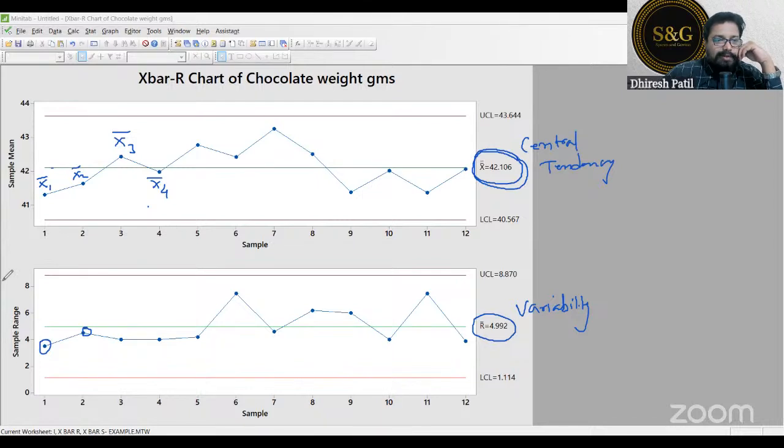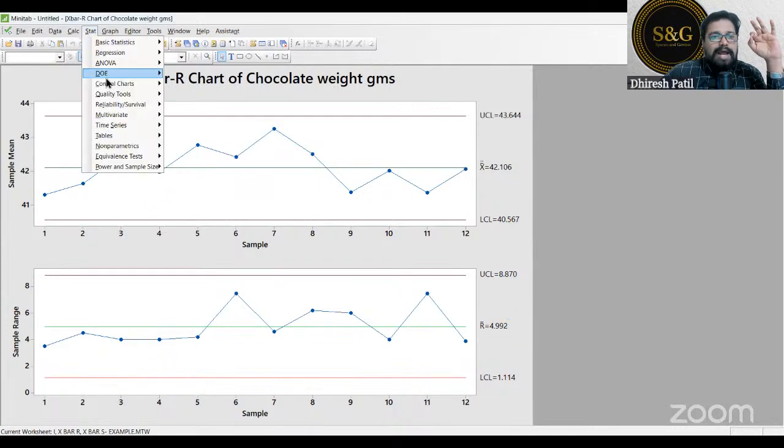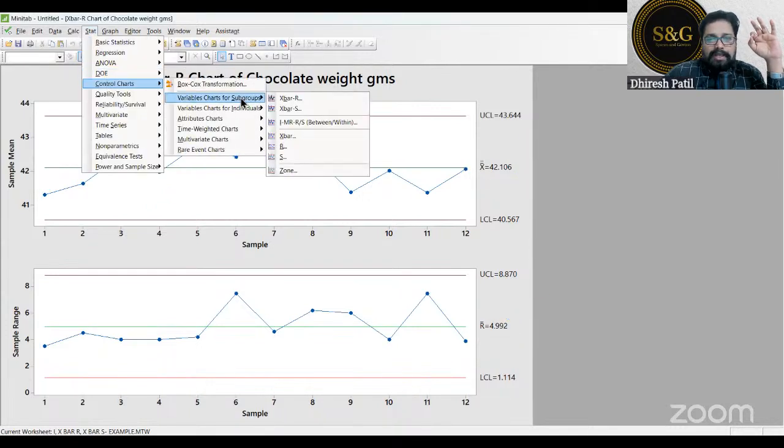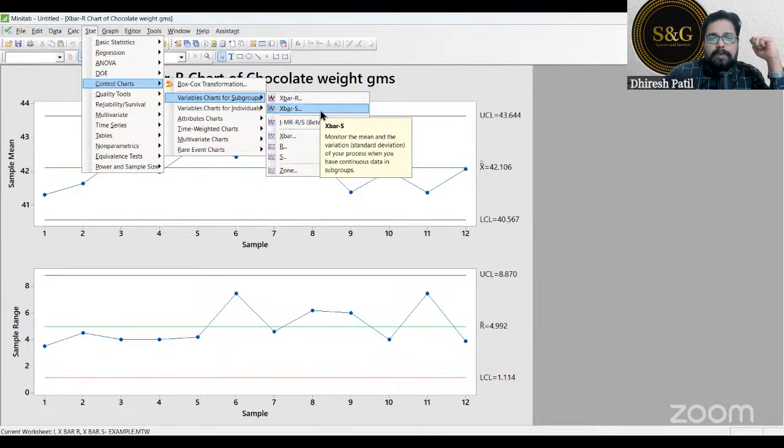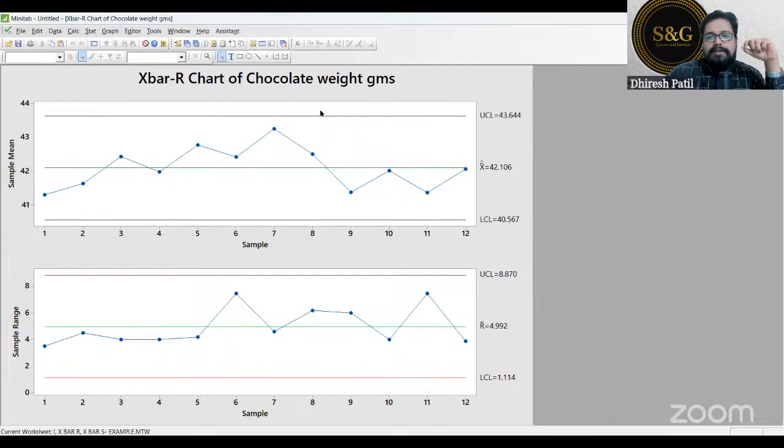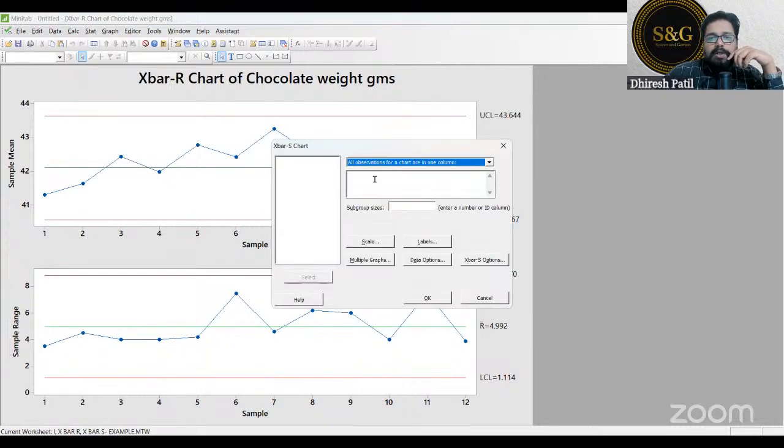Very good. Now let's go for the X bar S chart. The same thing. Go to Stat, Control Chart, Variable Chart for Subgroup. Below X bar R, there is the X bar S chart. Just go to X bar S chart. The same process does not change. Chocolate weight, subgroup size is sample, and say okay.